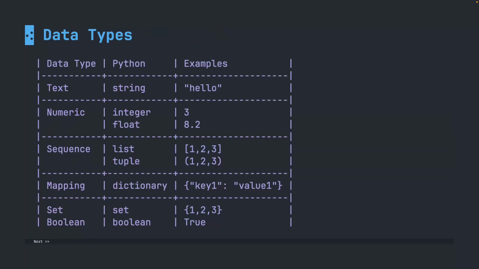Then there are things called sequences. Python, just as an example, uses lists and tuples. There are other sequences in Python, but again, for the scope of the newbies, these are the 2 that we're going to talk about. There are dictionaries, there are sets, and of course there are Boolean, which is essentially true or false.